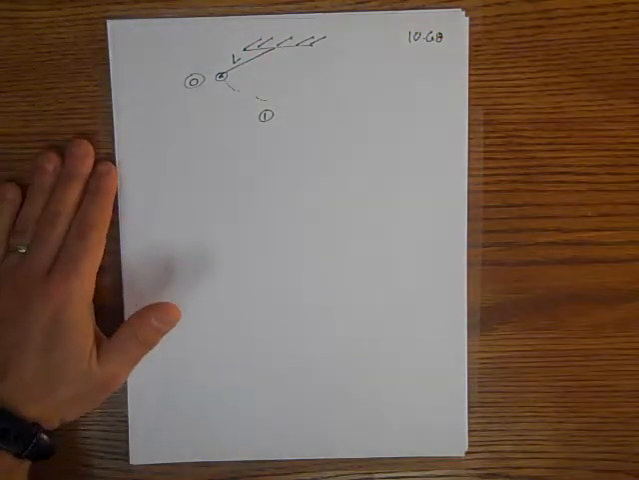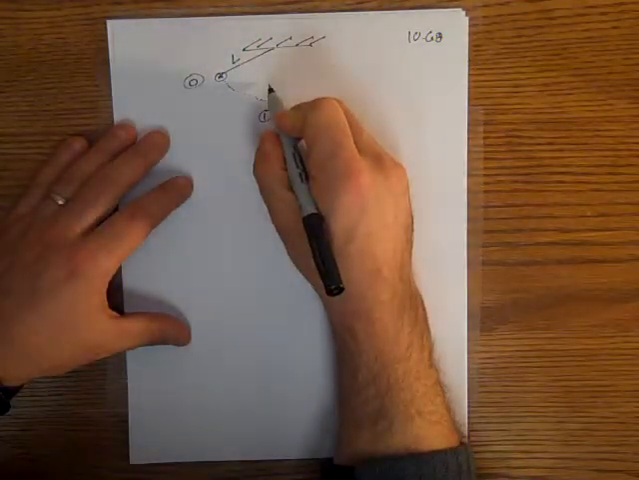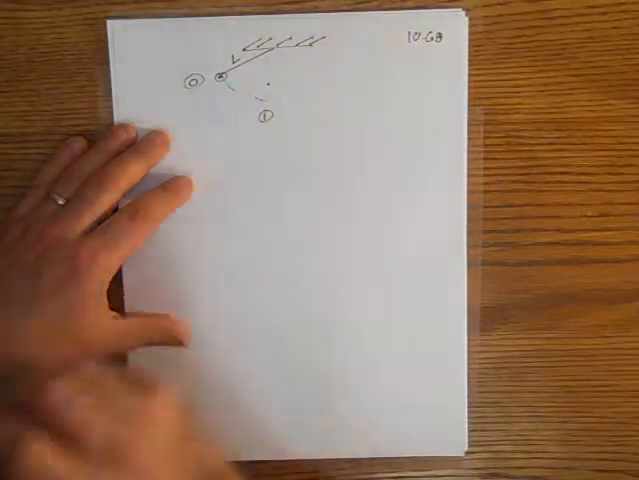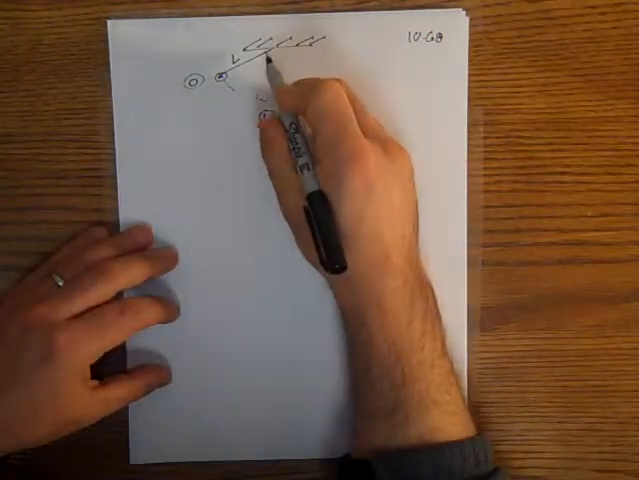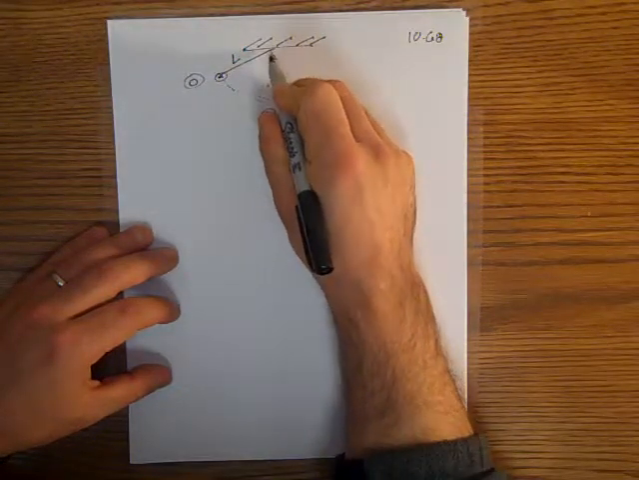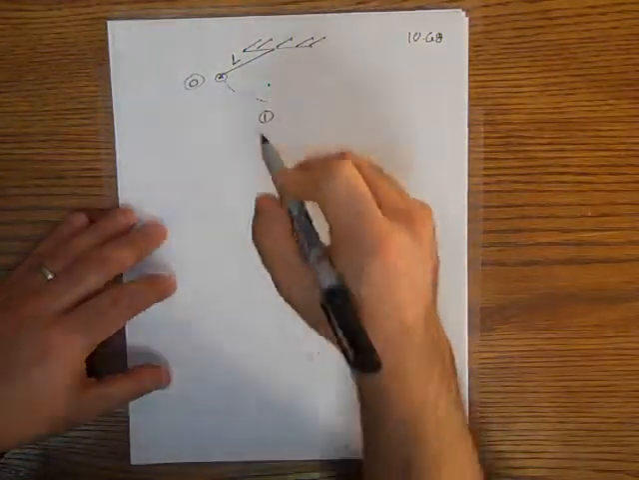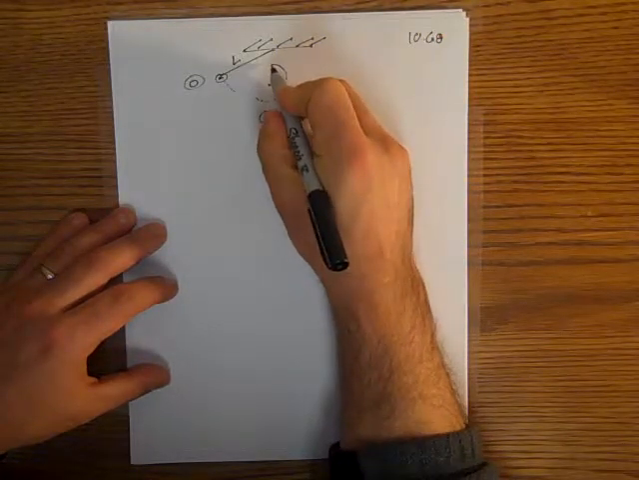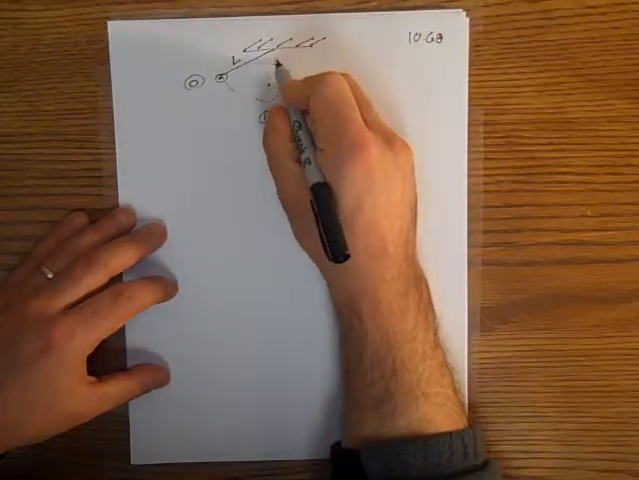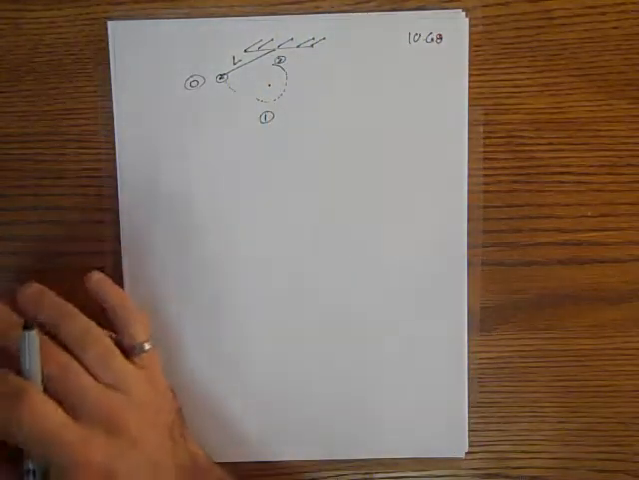And then what happens is there's a button here that causes the string to wrap around that point. And so when it does so, it kind of does this. And so point 2 here is at the very top.